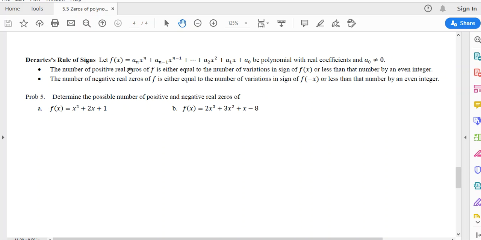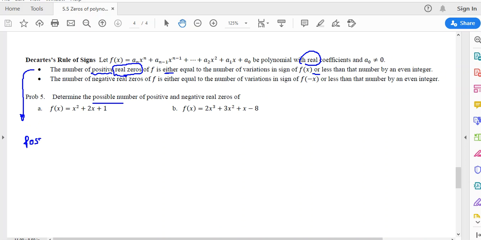Now, what does this rule say? It says, for a polynomial with real coefficients, the number of positive real zeros, real, not rational, but real, not complex, but real zeros, is either equal to the number of variations in sign of f of x, or less than that number by an even integer.